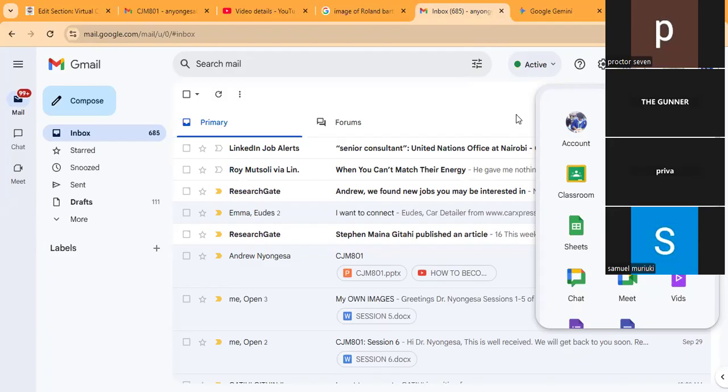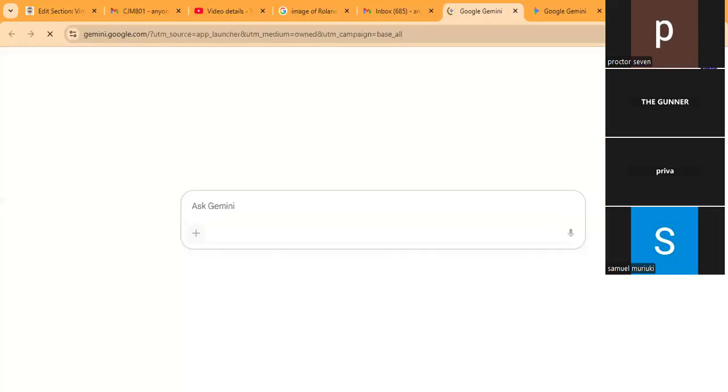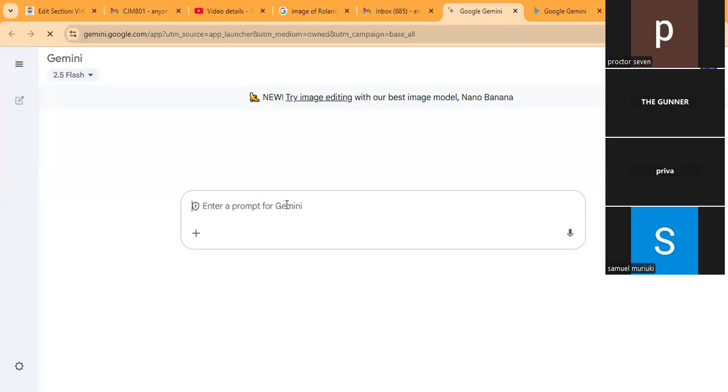So you can see it is just right here in your email, Google Apps, and then you come here and you click on Gemini. It is now one of the most influential AI applications. To use it well depends on the prompts that you give it. If you give it prompts that are very, very specific.